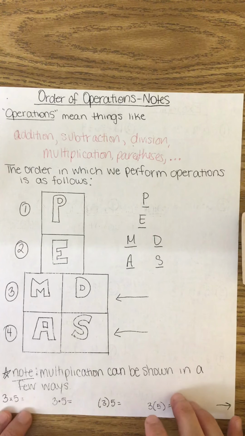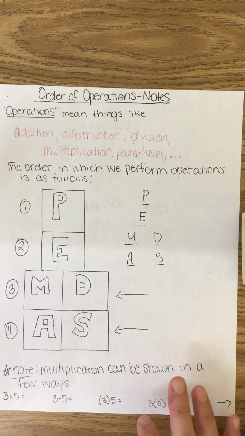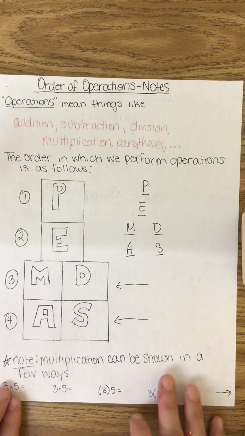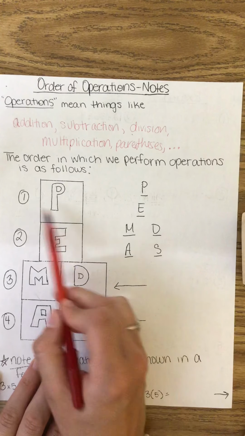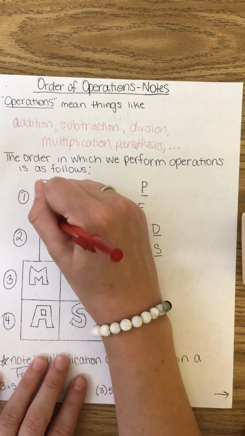So with order of operations, the order in which we perform operations is really important because you can get the wrong answer if you don't perform them in the correct order. So we're going to fill this out a couple different ways. Let's start over here. The first thing you always have to do with order of operations begins with a P, and that would be parentheses.